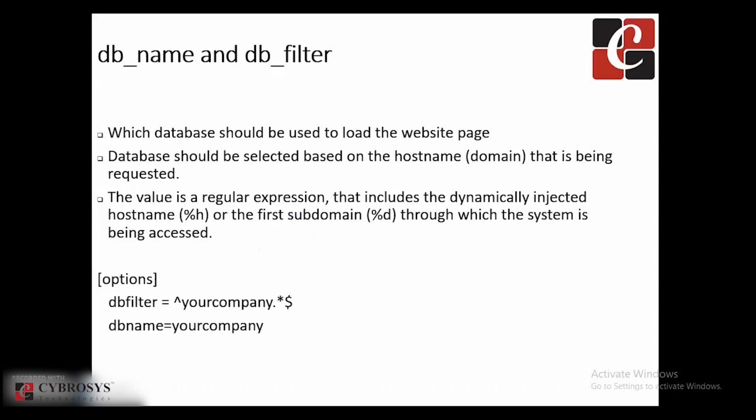So now let us see the DB name and DB filter in our Odoo configuration file. What is a DB filter? It is used to determine which database should be used to load the web page, selected based on the host name or domain that is being requested. Odoo, as you know, is a multi-tenant system. A single Odoo system may run and serve a number of database instances, which is not an issue for a logged in company user, so that database can be selected when logging in and can load customizations.